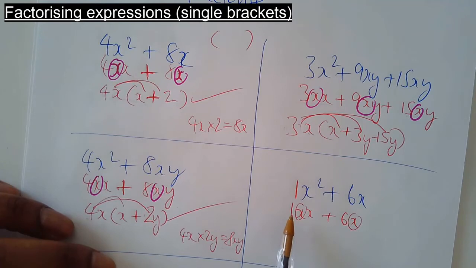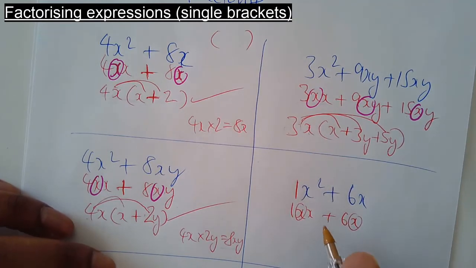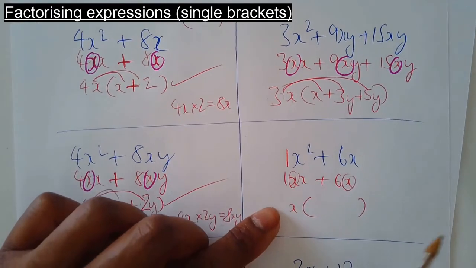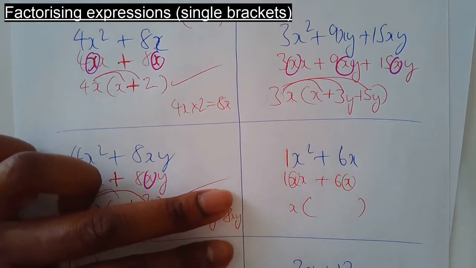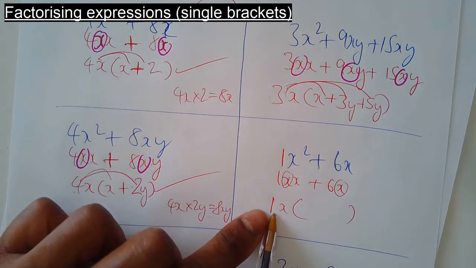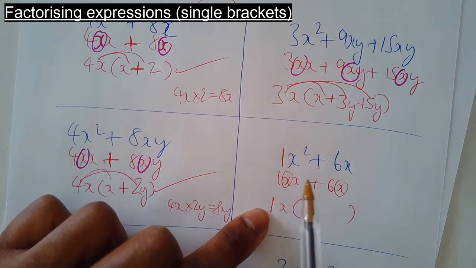Right, biggest number that goes into 1 and 6. Okay, before we do that, let's put the x on the outside. Right, now, looking at the biggest number that goes into 1 and 6, it's only 1. Some people by mistake put 6 there. But let's see if it makes sense.